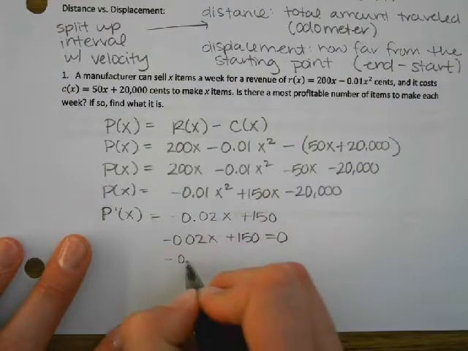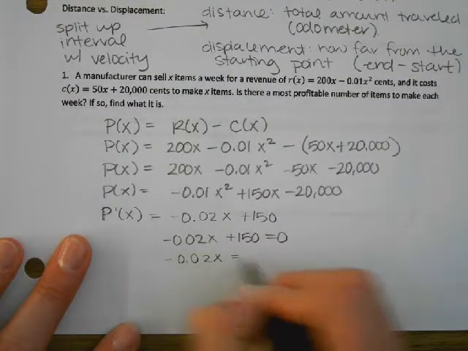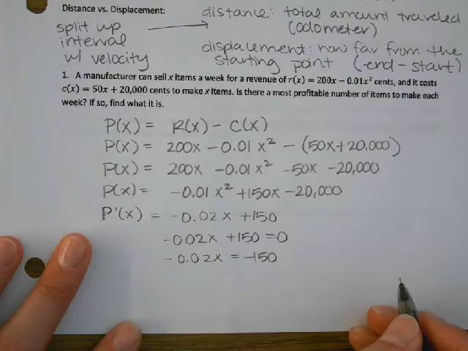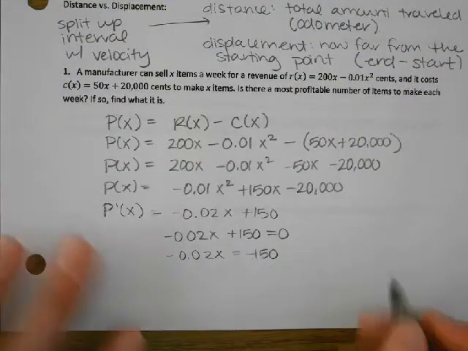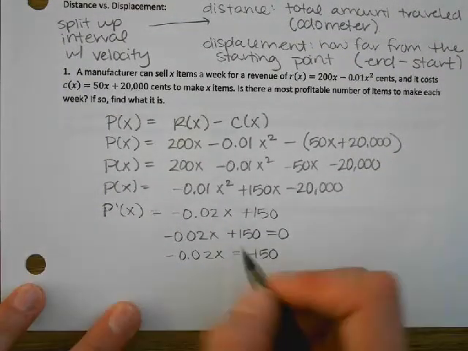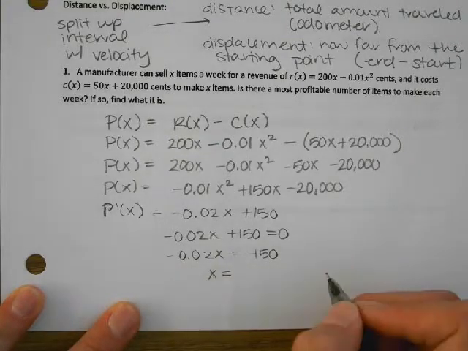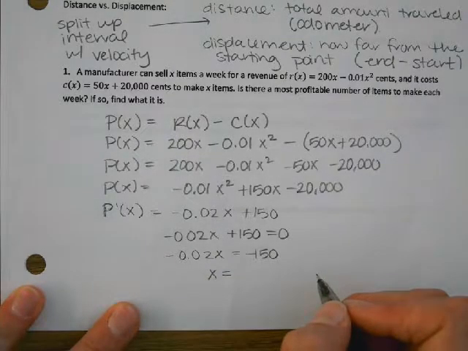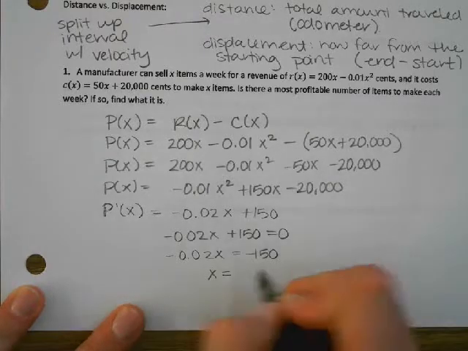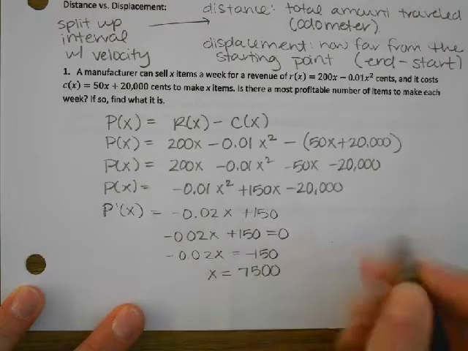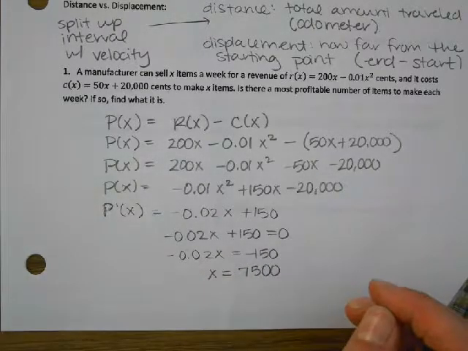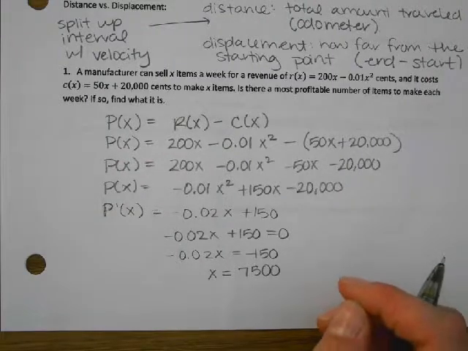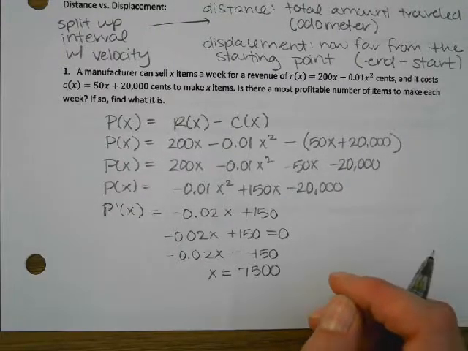So negative 0.02x equals negative 150. And I can divide that decimal over, and what do I get as my value for x? Yeah, 7,500. And like Miles said earlier, we definitely do want to make sure that what we just found, because the derivative can be 0 at a minimum or a maximum, and we want to make sure we're finding the maximum, not the minimum. That would be really unfortunate.